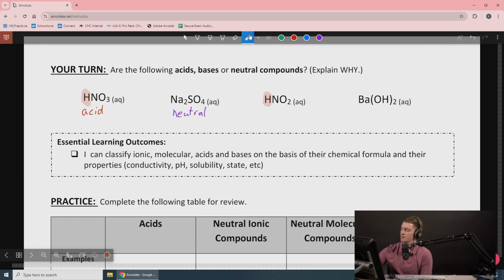This one has that hydrogen group, so it's going to be an acid. The anion here is the nitrite, so this would be nitrous acid. And finally, this last one, because it has that hydroxide group, is going to be a base. This is barium hydroxide, named just like an ionic compound.